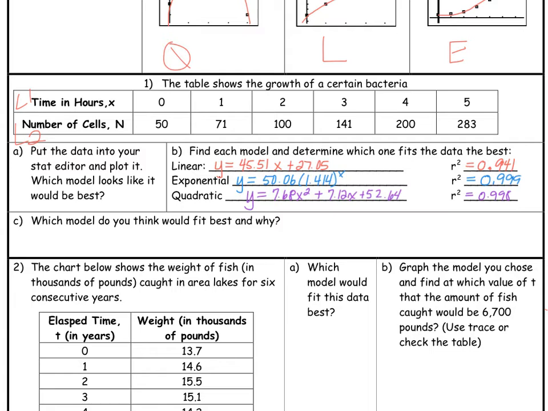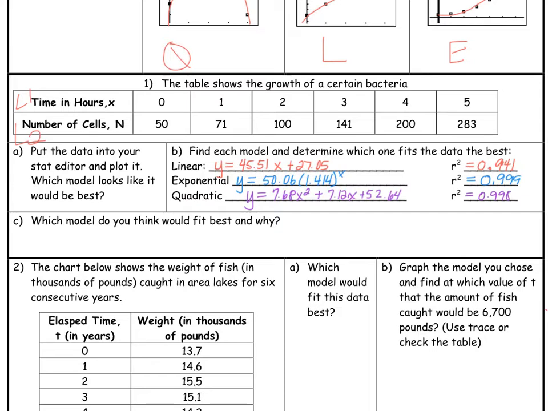Okay, so hopefully you got these equations for your linear, exponential, and quadratic model. Our linear model was y equals 45.51x plus 27.05. It had an r squared value of 0.941. And again, we're using r squared because our quadratic model does not give us an r. Exponential, 50.06 times 1.414 to the x, r squared of 0.999. And quadratic, y equals 7.68x squared plus 7.12x plus 52.64 with an r squared of 0.998.